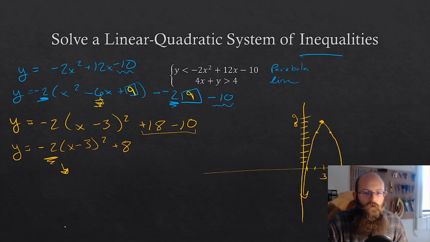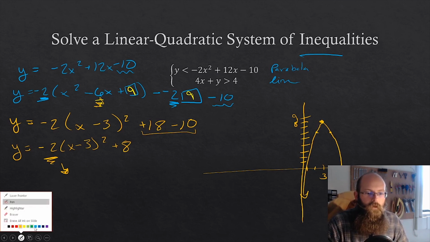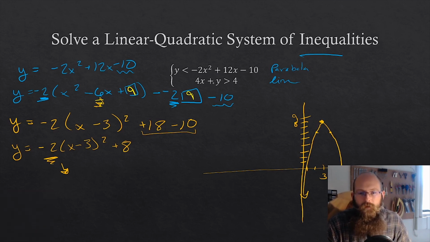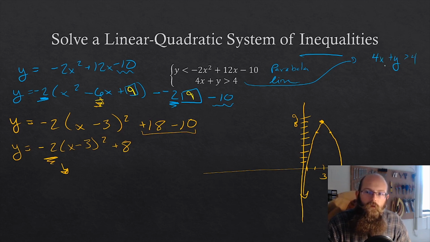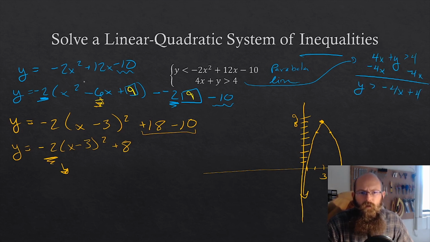Then I need to graph my line. Let us use blue. I like blue. I've been going back to this color all day. I need to solve this for y. So I'm going to scooch it over there. 4x plus y is greater than 4. So I'm going to subtract my 4x. So y is greater than -4x plus 4. Oh, and the other one, right? It wasn't equal to. It was y is less than.